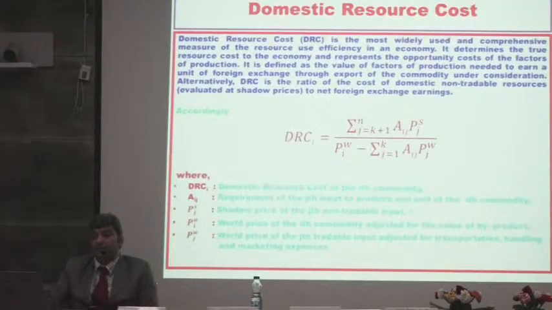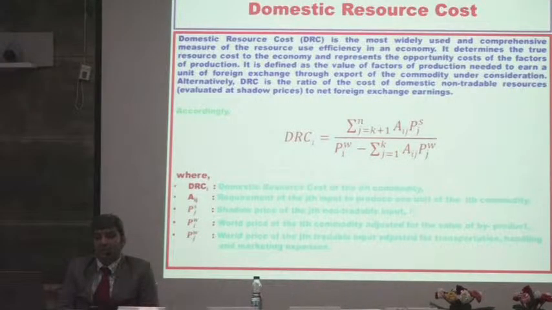Another important aspect is the domestic resource cost. Domestic resource cost is the most widely used and comprehensive measure of resource use efficiency in an economy. It determines the true resource cost to the economy and represents the opportunity cost of the factors of production. It is defined as the value of factors of production needed to earn a unit of foreign exchange from export of the commodity under consideration. Alternatively, DRC is the ratio of the cost of domestic non-tradable resources to the net foreign exchange earnings.